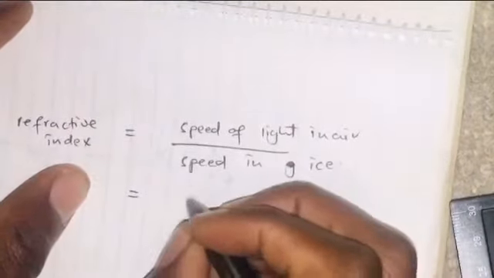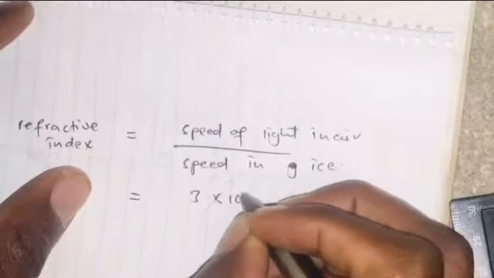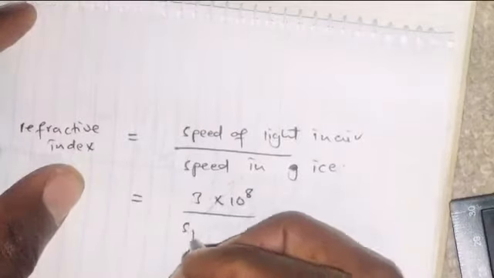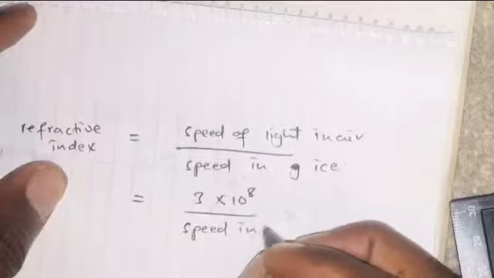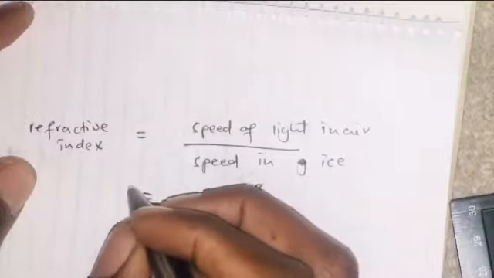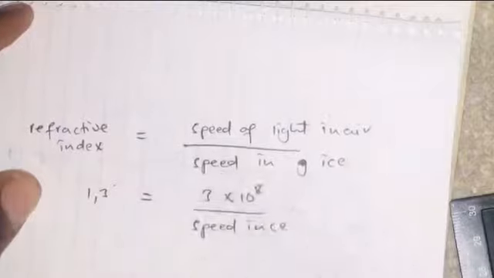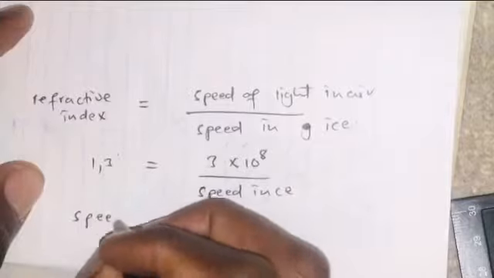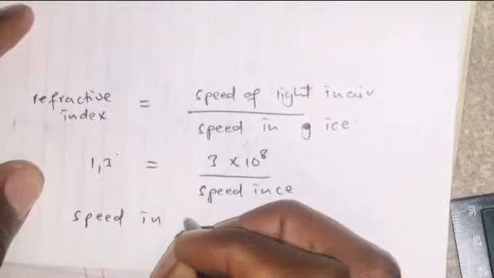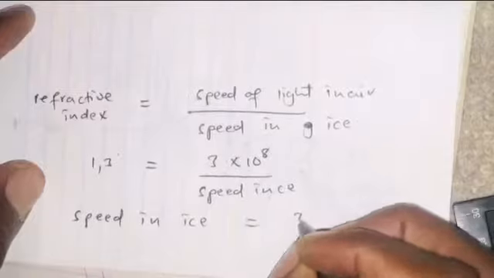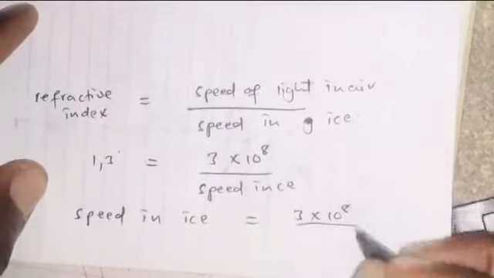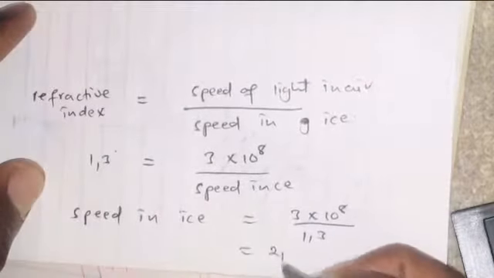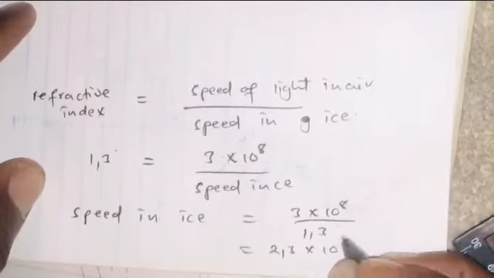So this will be equal to 3 times 10 to the power of 8 over the speed in ice. That's what we are looking for. The refractive index is equal to 1.3. If we play with the equation, we come out with the speed in ice being equal to 3 times 10 to the power of 8 over 1.3, and this gives us 2.3 times 10 to the power of 8.